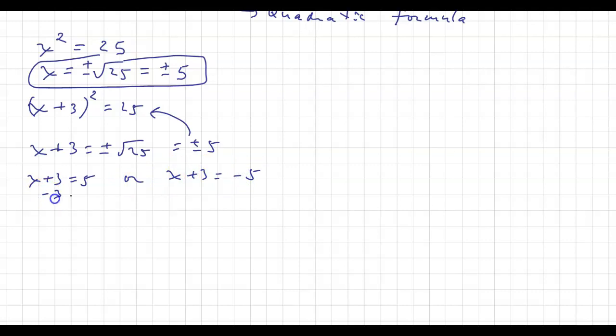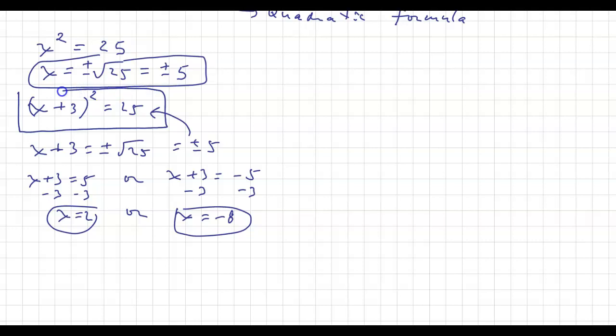So if I subtract 3 from both sides, x has to be 2, or if I subtract 3 from both of these sides, x has to be negative 8. And those are the two answers for this question. Think about it. If you put 2 in for x, 2 plus 3 is 5, and then you square it to get 25. But if you put negative 8 in, negative 8 plus 3 is negative 5. Negative 5 squared is 25 also.